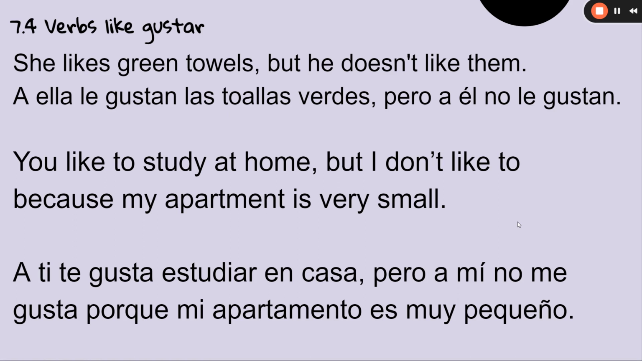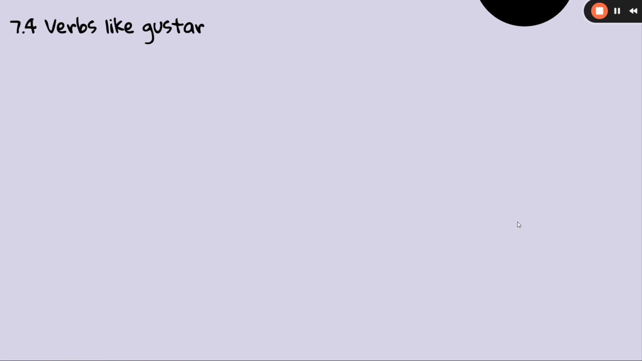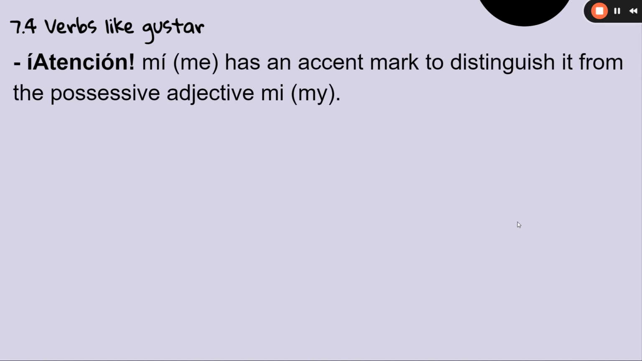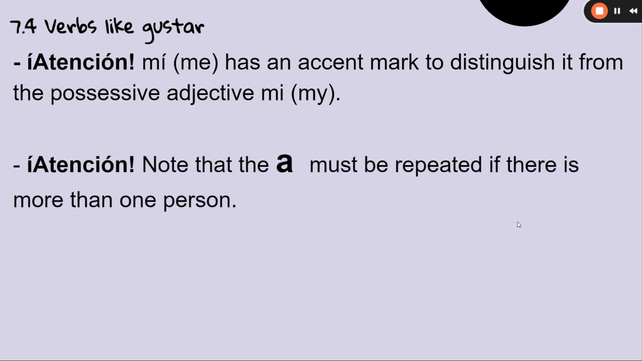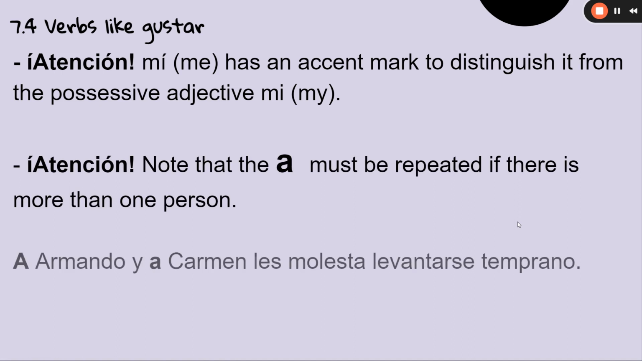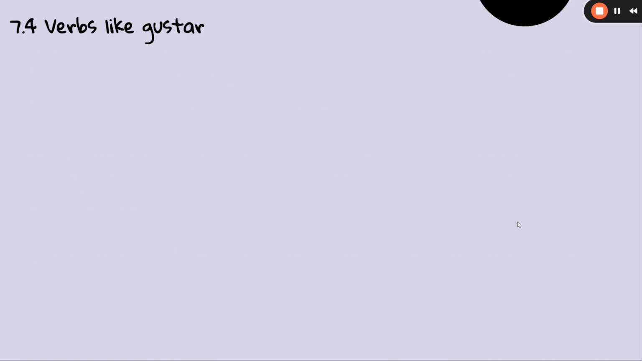Now, do you have to have the a ti and the a mí? No. But this is talking about clarification, and that's why we're using it. You do have to do it for third person. Mí, meaning me, has an accent mark to distinguish it from the possessive adjective mi, which means my. They're two totally different words. The a must be repeated if there is more than one person. A Armando y a Carmen les molesta levantarse temprano.